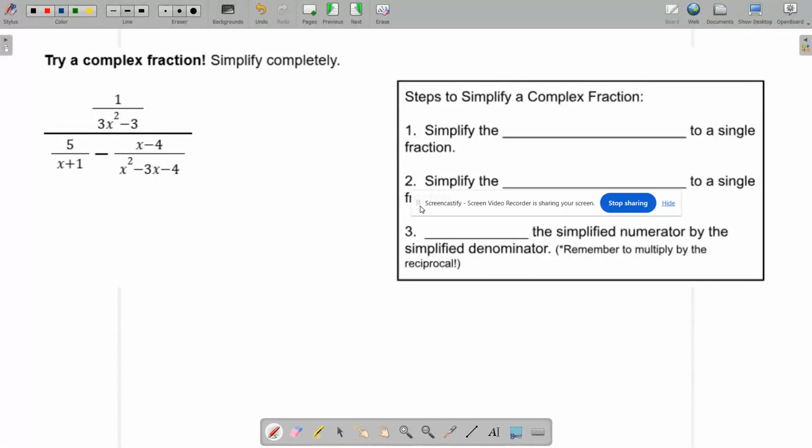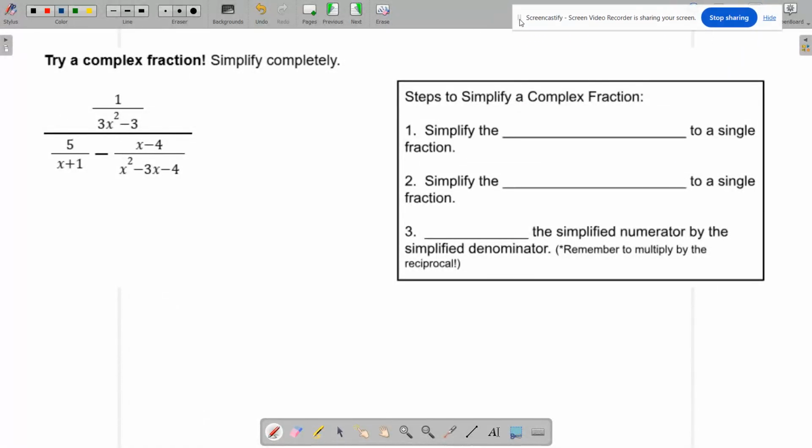Okay, so we are going to look at simplifying what we call complex fractions. Those are essentially just where you have fractions within other fractions. So you can see we have this numerator over this denominator, but within each numerator and denominator, you have more fractions. So to simplify a complex fraction, the first thing that you want to do is simplify that numerator.